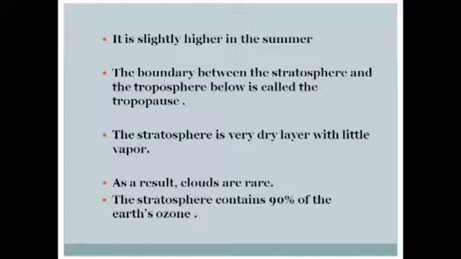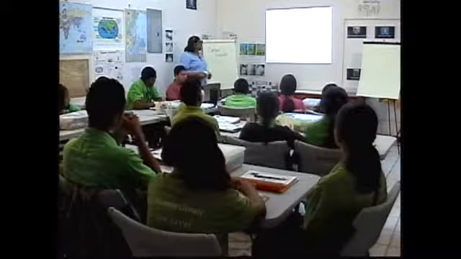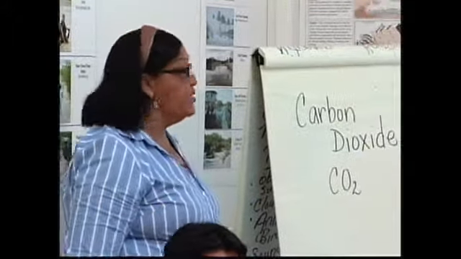The boundary between the stratosphere and the troposphere below is called the tropopause. The stratosphere is very dry, so there's little vapor up there. As a result, it says clouds are rare. Do we understand that? Because what happens when we have clouds? In the stratosphere, it is very dry, and in order for clouds to form, you need water vapor, and if it's dry, then water vapor can't exist there, so it is very rare for you to find clouds in the stratosphere. Okay, it's rare. There is a little, those same clouds that we saw, but it's rare. It's not a lot, okay?